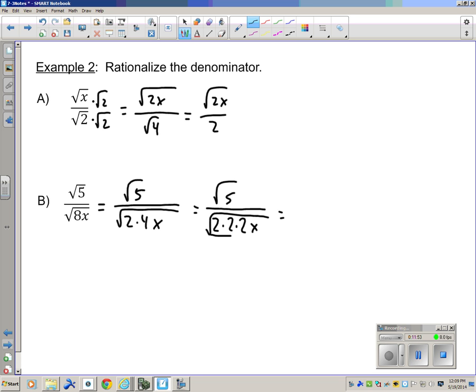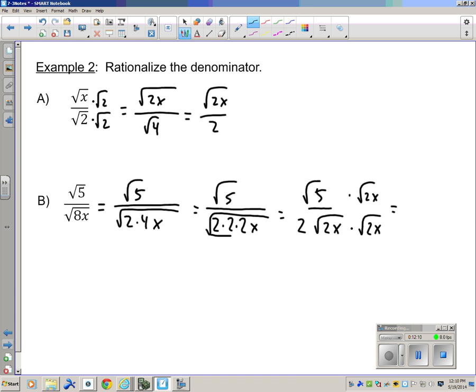So then remember I've got a pairing there, square root of 2 times square root of 2, and I'm still left with 2x, square root of 2x. We cannot leave a square root of 2x down in our denominator, so we're going to have to multiply the numerator and denominator by the square root of 2x.